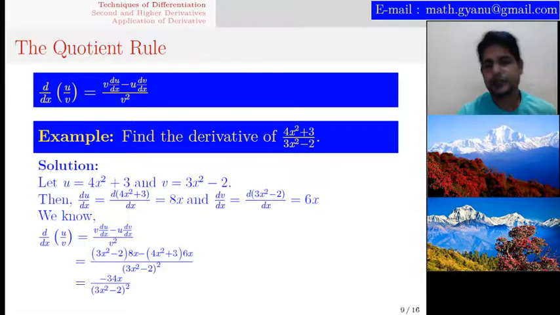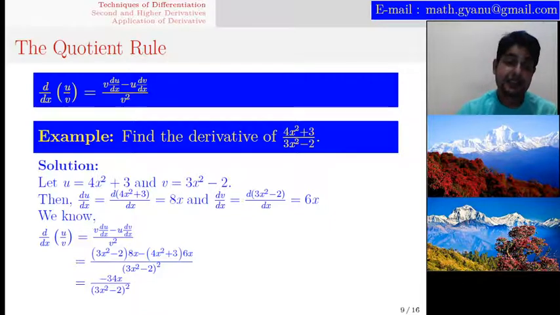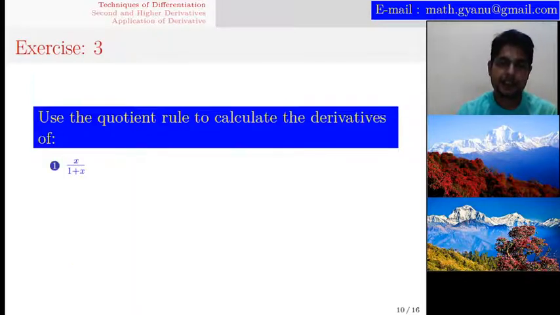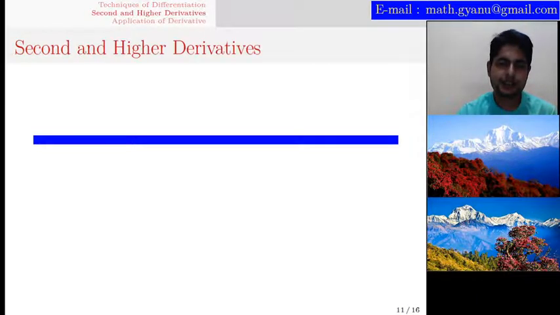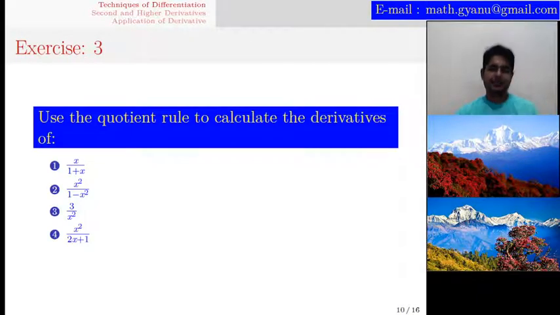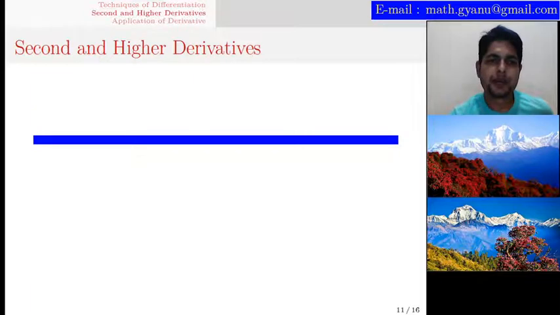I think you should be able to use this rule in this format. Once again, try to solve these problems using the quotient rule. I suggest you practice this question and you will be perfect on this rule. Now we will start another topic, second and higher derivatives.